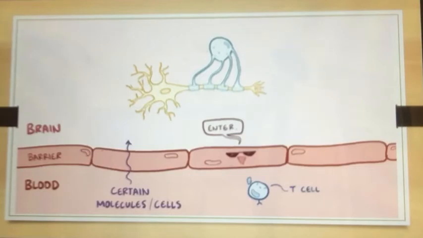Now the brain, including the neurons in the brain, is protected from the things in the blood by the blood-brain barrier, which only lets certain molecules and cells get through from the blood. For immune cells like T cells and B cells, that means they have to lock on to surface molecules to get through the blood-brain barrier.